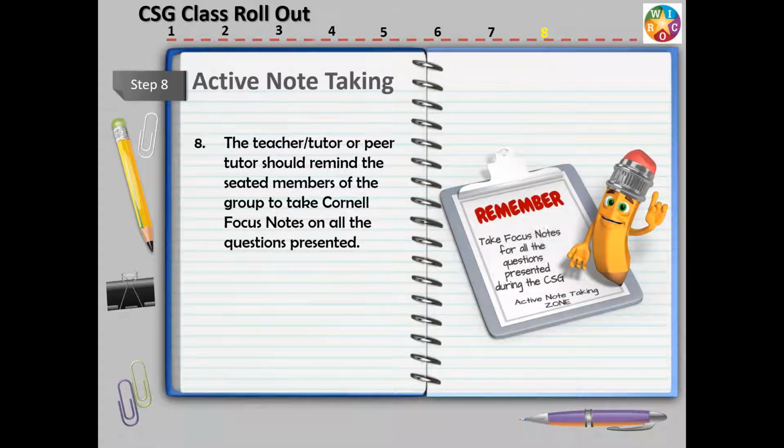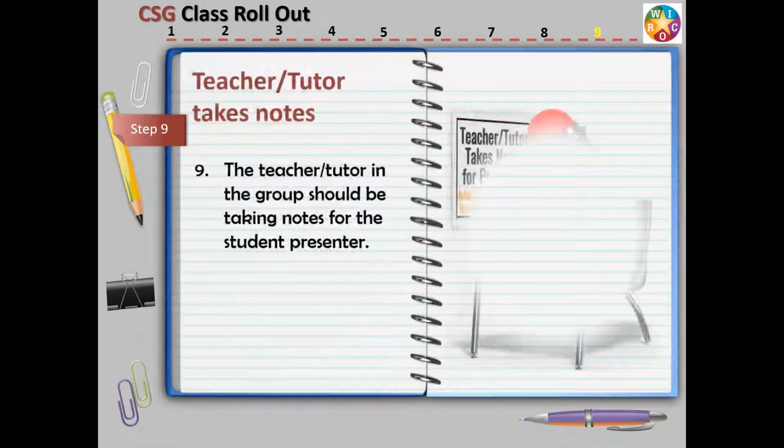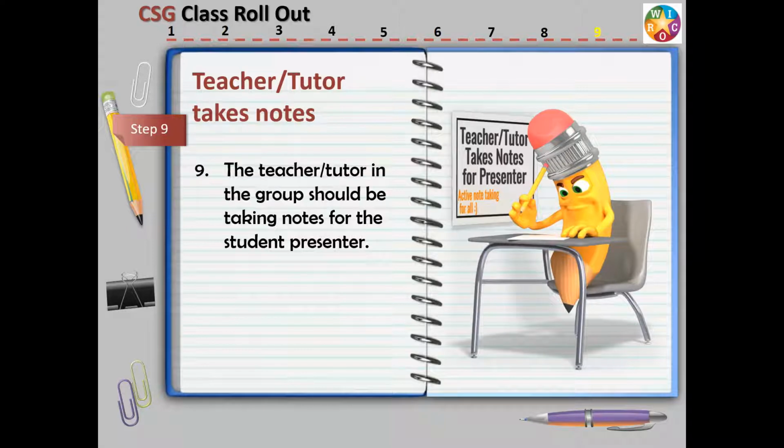Step 8. Active note-taking. The teacher, tutor, or peer tutor should remind the seated members of the group to take Cornell focus notes on all the questions presented. Step 9. Teacher, tutor takes notes. The teacher, tutor in the group should be taking notes for the student presenter.